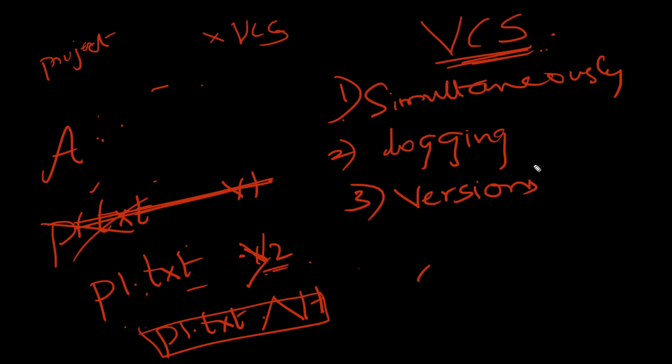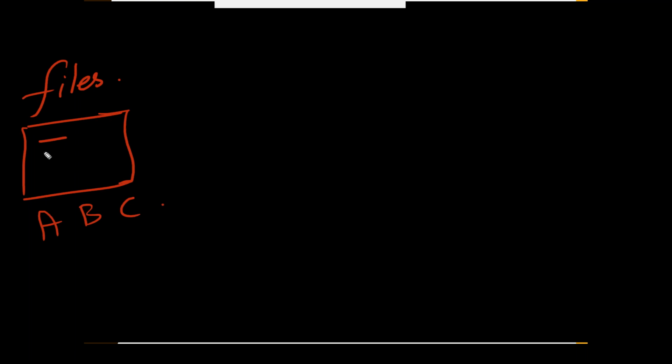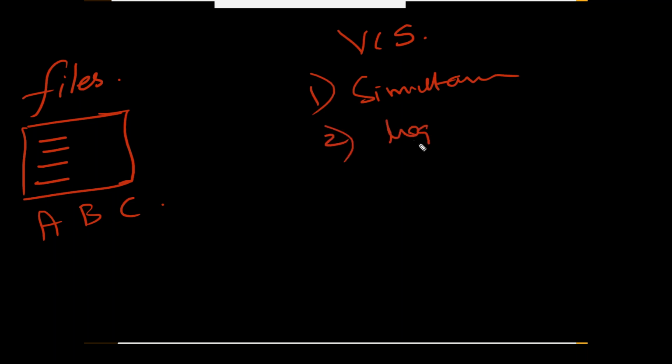So basically, what a version control system does is help you manage the files in your project. In your project, multiple people might be there, right? All these files should be version controlled, tracked, and secured properly. That's what a version control system does. It allows people to work simultaneously. It helps you have detailed logging. It helps you have a backup and maintain the versions. All of them are taken care of by a version control system.